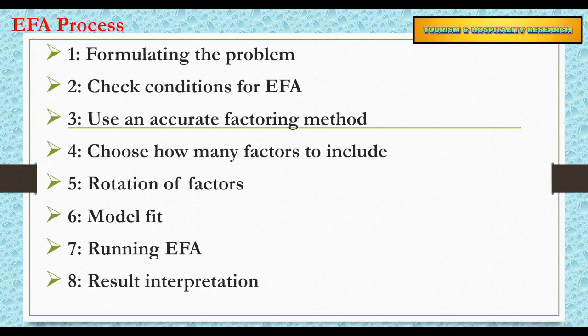Next is checking the conditions for EFA. As I told you, we have to check the KMO and Bartlett's test of sphericity. Use an accurate factoring method. Choose how many factors to include. So that is what we will see. Rotation of factors will be done by varimax rotation. Model fit assessment, which we saw just now, running the EFA, and then the results interpretation. So it is going to be quite simple. If you stay tuned, keep watching this video, I'll show you how to do it actually in the SPSS.